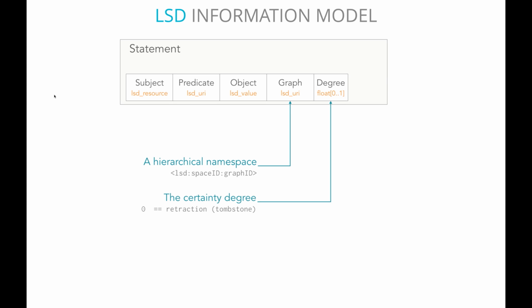But also, if we want to gather information about the certainty, we need to add another element, which is the certainty degree. And finally, what we want to also store is when this information was recorded, right? So in order to do this, we're going to use what we call a transaction ID. This is a lexicographically ordered ID that we're going to use in several ways throughout the LSD, and we're going to see how.